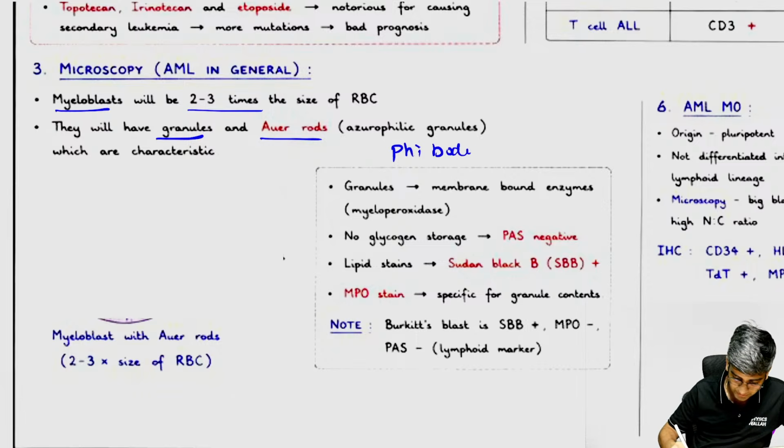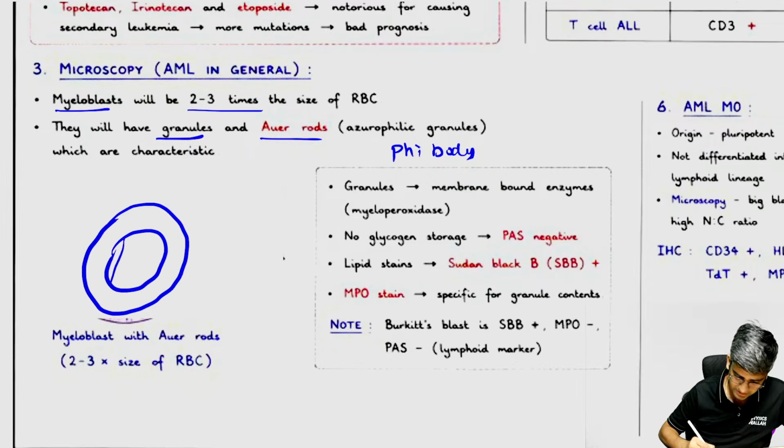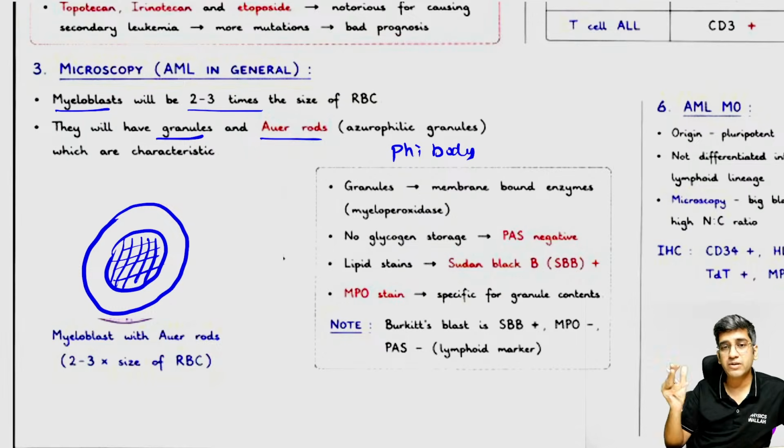That also will be present. Fine. So you can draw a blast, draw a big nucleus. They'll not be that dark as a lymphoid blast. They'll be a little bit vesicular. But the most important thing is they'll have rods. They'll have granules. Phi body is nothing but a very big granule.